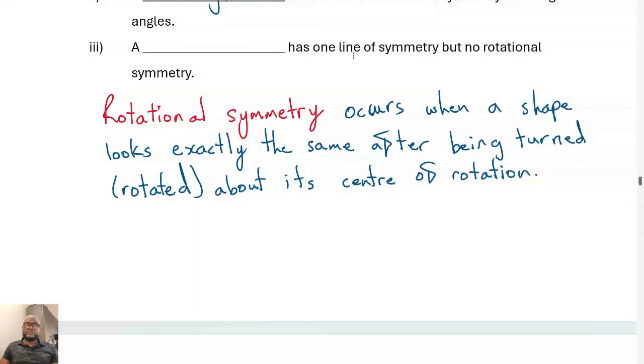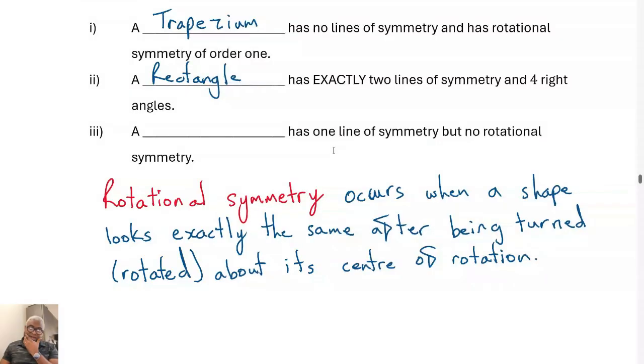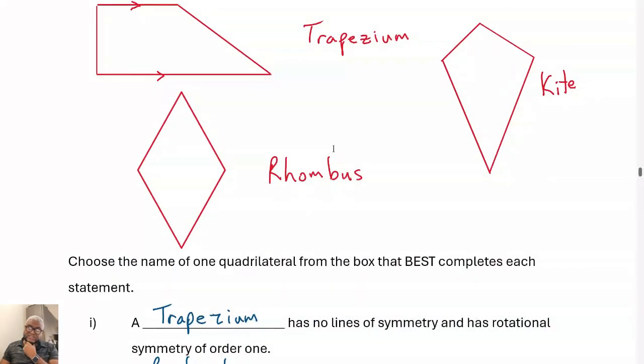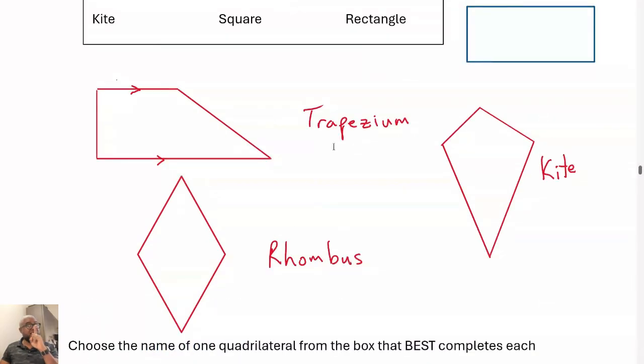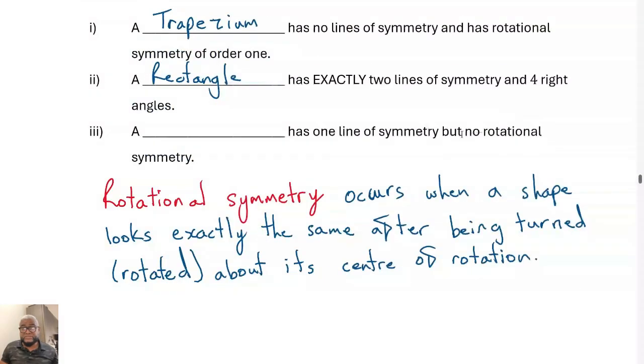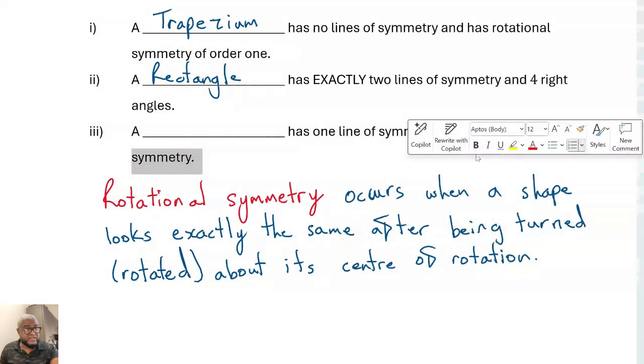Right? So which one of these up here has 1 line of symmetry but no rotational symmetry? Meaning that if I rotate it, it would look the same like how it is. It has 1 line of symmetry, but this is easy. Kite. If you put the kite in the middle, same thing on either side when I fold it, right? But if I turn that kite 90 degrees, would it look the same? No. If I turn that kite 180, would it look the same? If I turn it 270, would it look the same? So there's no rotational symmetry. Y'all see there? No rotational symmetry.